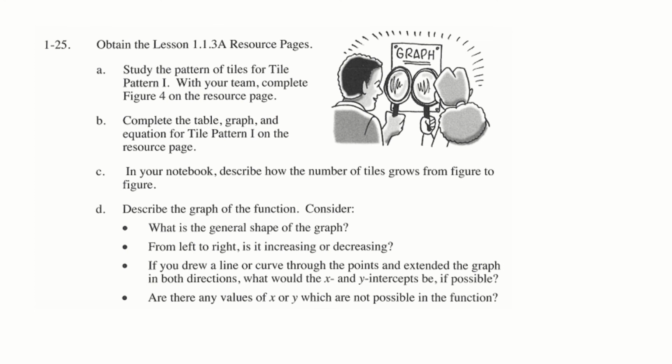It does say, and you do not need to have a physical copy of this. It's fine that these are in your Google Sheet. But for question 25, I do want you to come in and in your notebook for 25C, I want you to describe how the number of tiles grows from figure to figure. So as you're going from figure 0 to figure 1 to 2, how does it grow each time? Just describe it in words. And then I'm asking you to describe the graph, and it doesn't say do all these, it just says consider some of these.